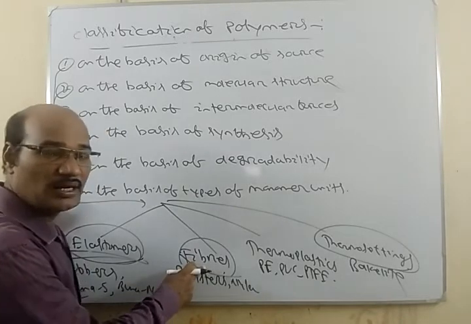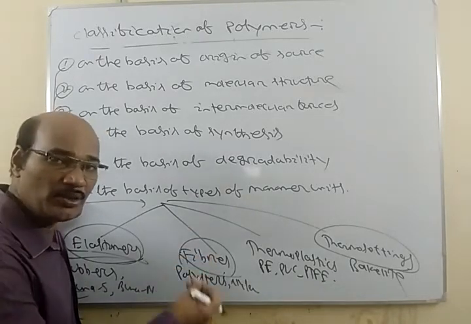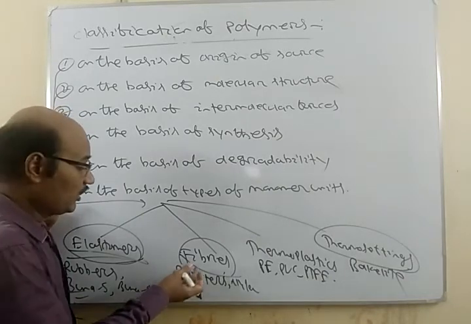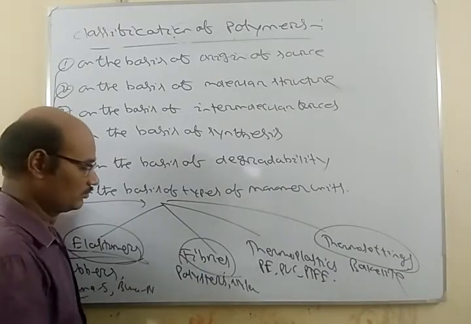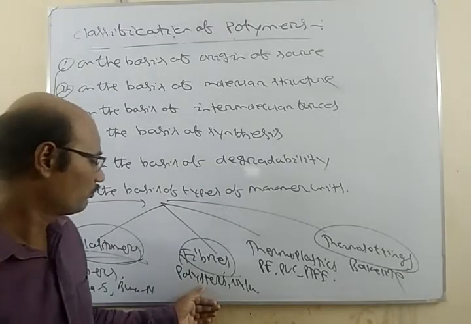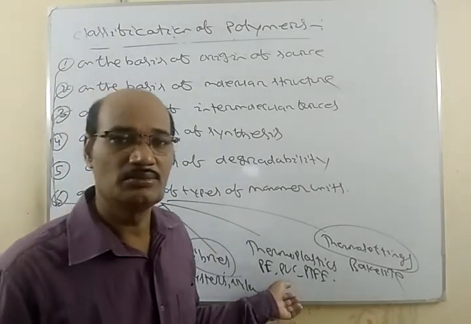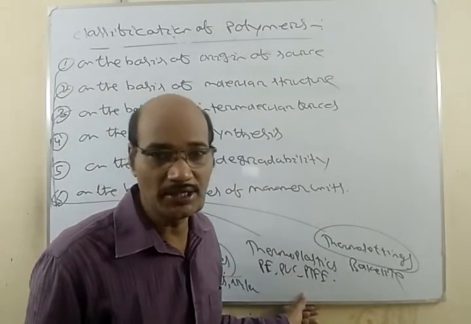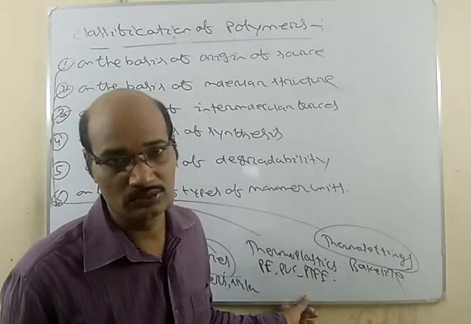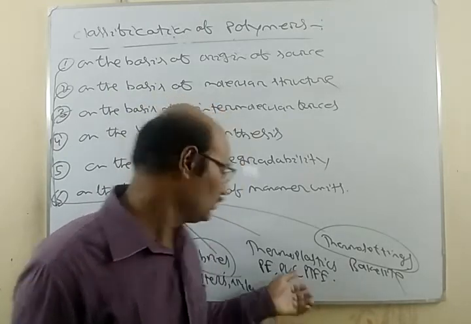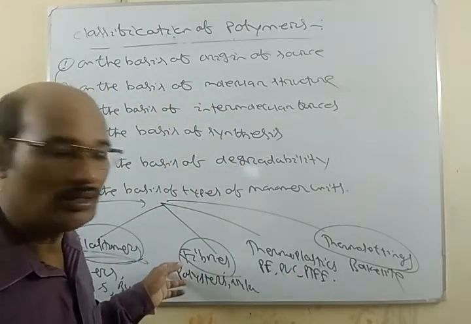Then fibers have high intermolecular force of attraction between the monomer units. Okay, and they also exhibit hydrogen bonding. Example: polyester and nylon. Third, thermoplastics become soft on heating and hard on cooling. Okay, the force of attraction is in between the elastomer and the fiber.